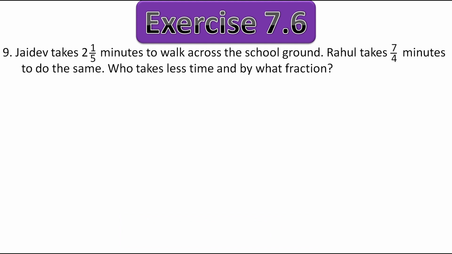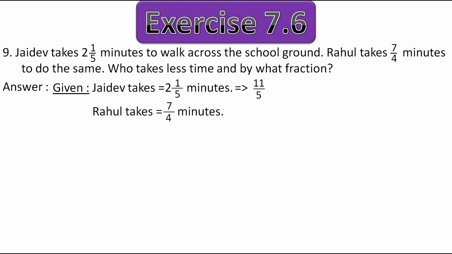Jaydev takes 2 and 1 upon 5 minutes to walk across the school ground. Rahul takes 7 upon 4 minutes to do the same. Who takes less time and by what fraction? This question is same as the previous one. So first we will write the given things. Given is Jaydev takes 2 and 1/5 minutes to walk and Rahul takes 7 upon 4 minutes. Now here I have converted 2 and 1 upon 5 into an improper fraction, that is 11 upon 5. Okay. Now to compare we have to subtract. So 11 upon 5 minus 7 upon 4.